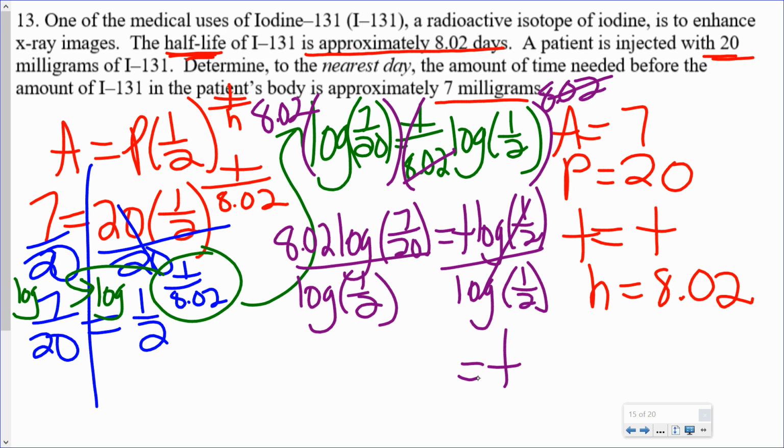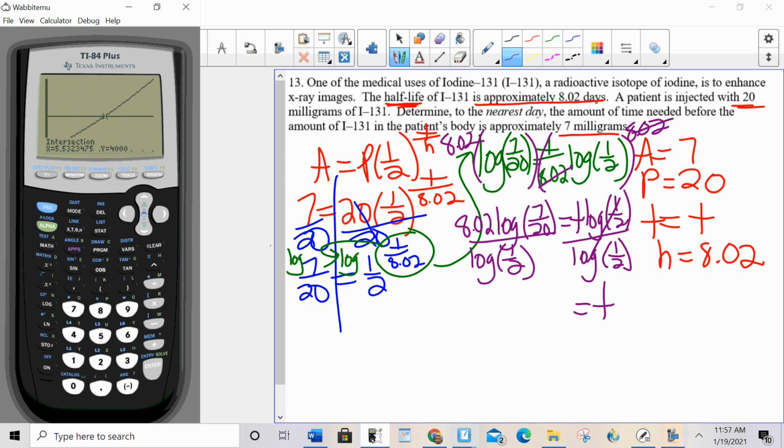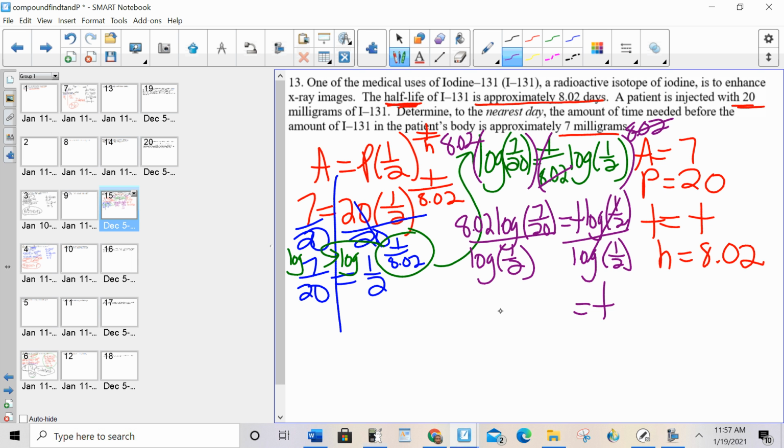I'm going to type this giant thing into the calculator. Alpha y equals enter. 8.02 log 7 over 20 over log 1/2. To the nearest day, that is 12.